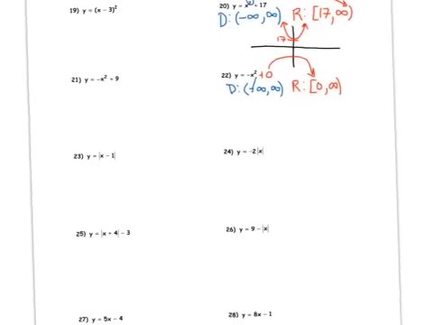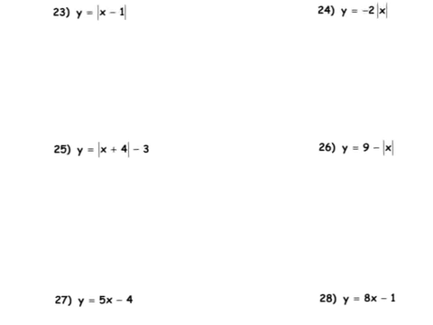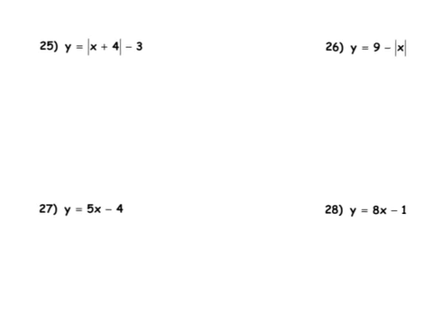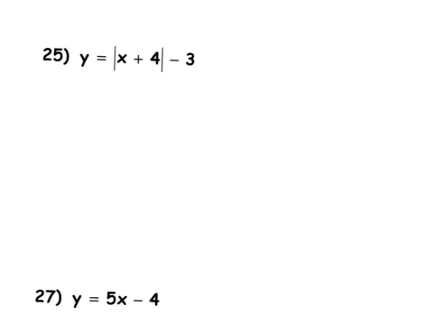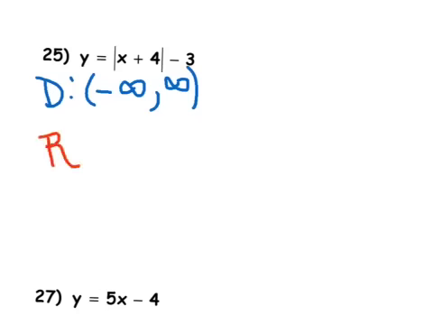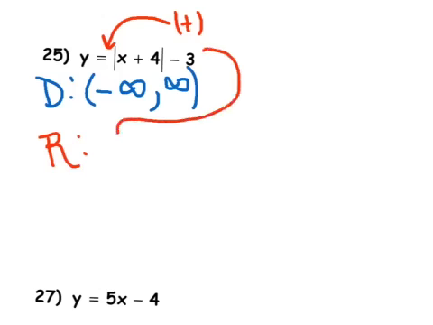Okay, let's do a couple absolute value problems. Maybe number 25 and number 26. Let's do 25 first. Domain for every absolute value problem is negative infinity to infinity. The range is a little bit tougher, just like with the others. If there's a positive number in front of the absolute value, then you're going to do the same thing we've been doing. Just -3 up to infinity.